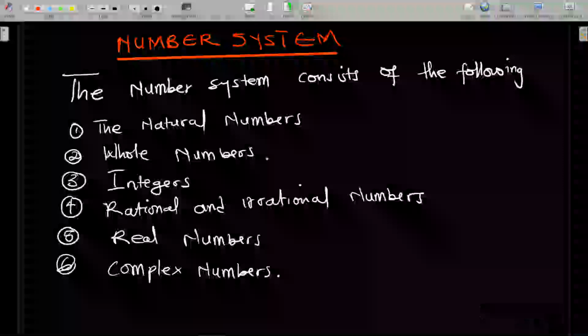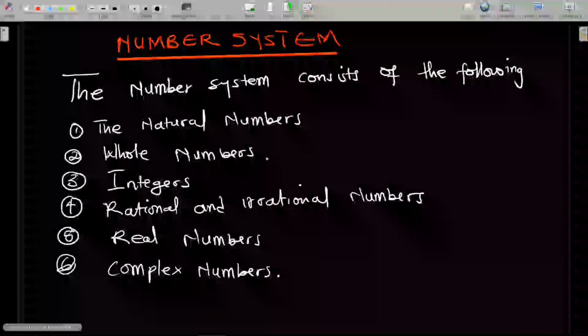So this is our first lesson on linear algebra, and I decided to start from number systems. I want us to go through all the number systems, the numbers that you can think of.